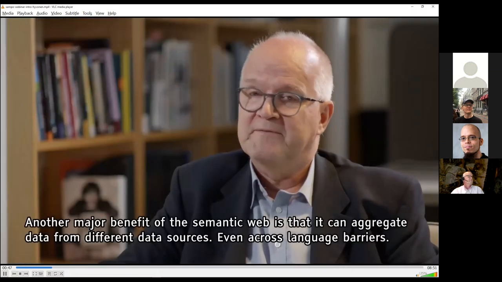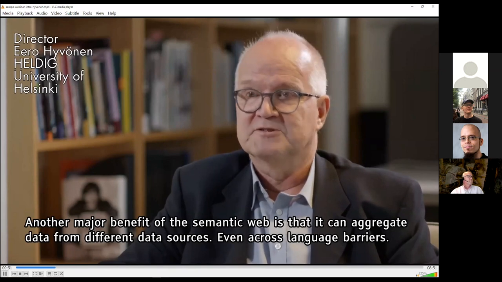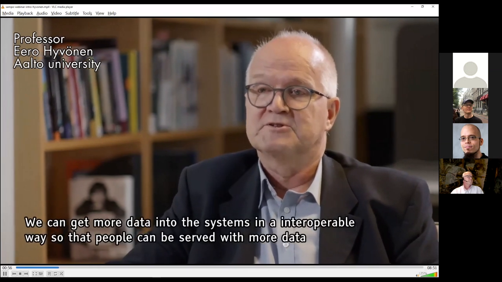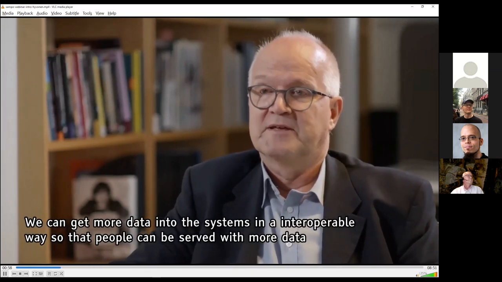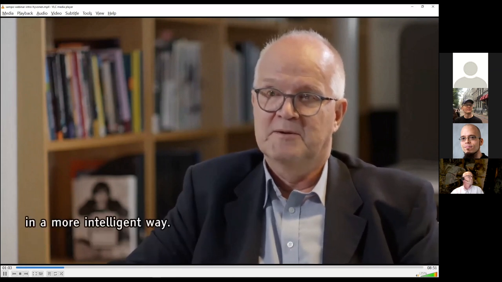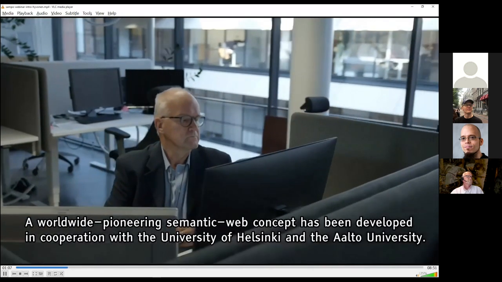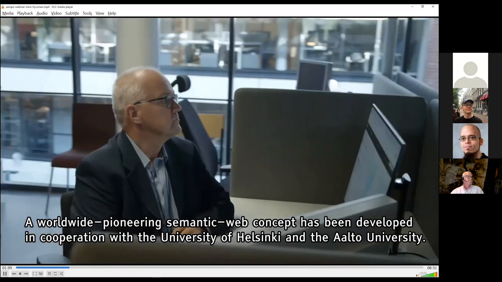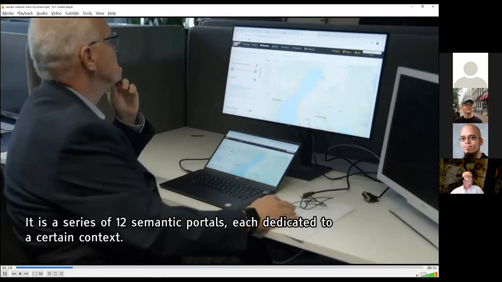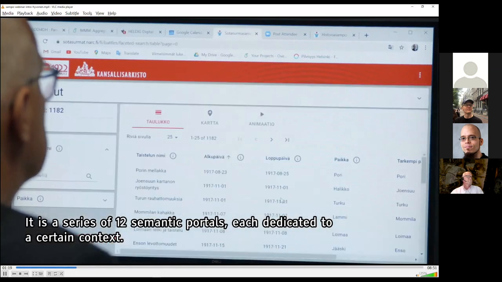Another major benefit of the Semantic Web is that it can aggregate data from different data sources, even across language barriers. So we can get more data into the systems and in an interoperable way, so that people can be served with not only more intelligently the data, but also more data. A worldwide pioneering Semantic Web concept has been developed in cooperation with the University of Helsinki and the Aalto University. It is a series of 12 semantic portals, each dedicated to a certain context.